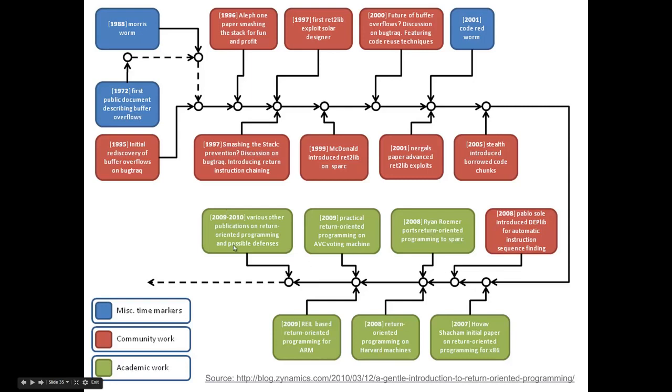However, this timeline only goes up to 2010, so it doesn't cover return-oriented programming defenses such as control flow integrity that have really become popular, and I don't see any mention of address space layout randomization on this diagram as well.